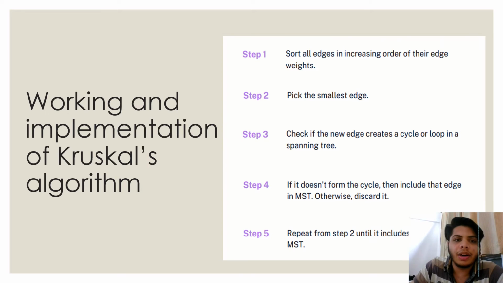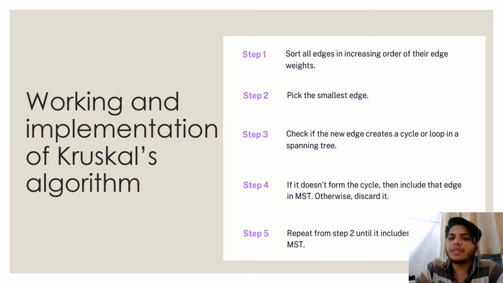Okay, next, the working implementation of Kruskal's algorithm. There are certain steps while you are following an algorithm. Similarly, for Kruskal's algorithm, first you have to sort all the edges in increasing order of their weights. So if there is a tree, we remove all the edges and then sort them in increasing order of their weights. Then in the second step, we pick the edge with the smallest weight and place it in the graph.